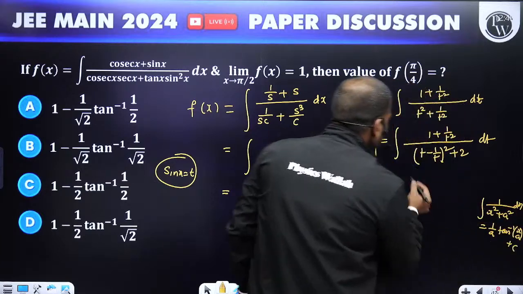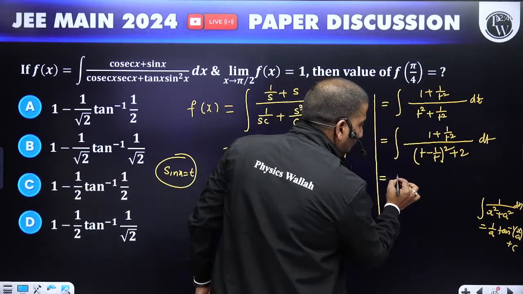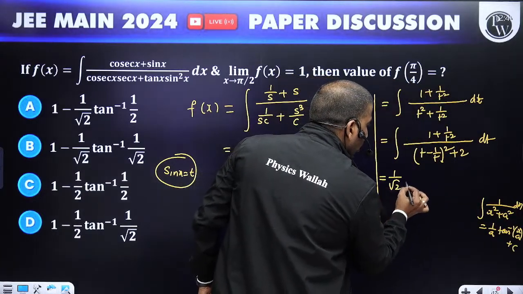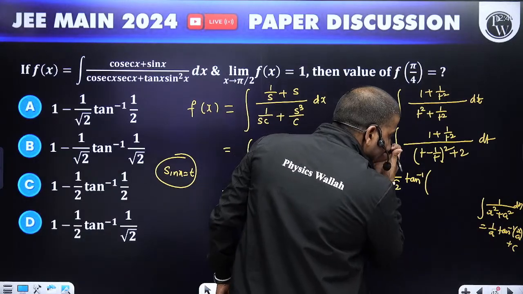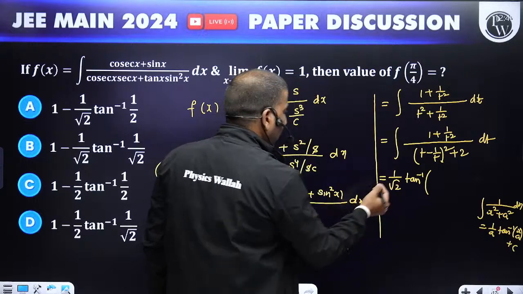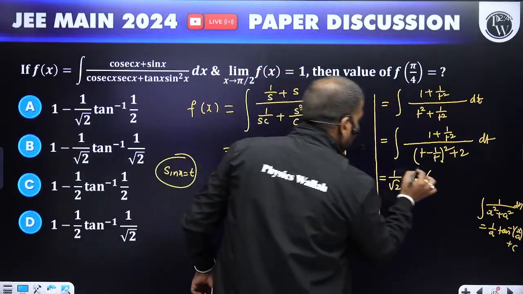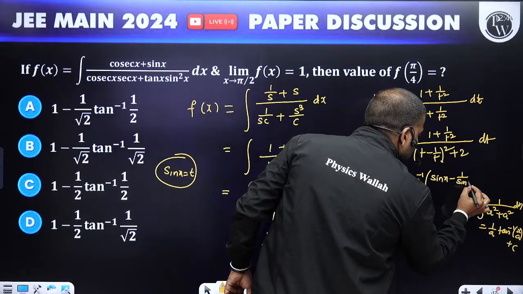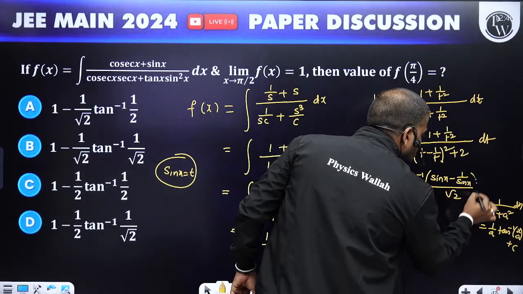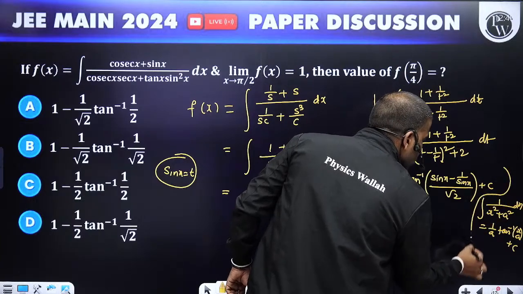Plus c. So directly I want to write 1 by a. A means root 2. Tan inverse t. X means t minus 1 by t. I will write directly. T is sin x. Sin x minus 1 by sin x by a, that is root 2, plus c. So this is what it is.